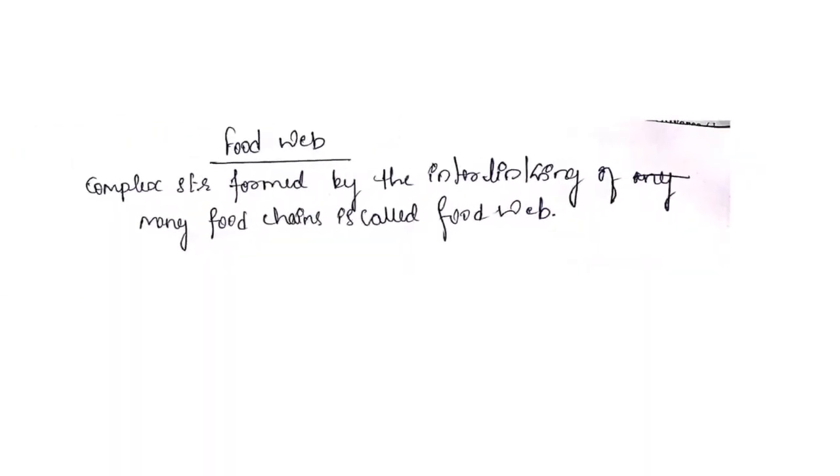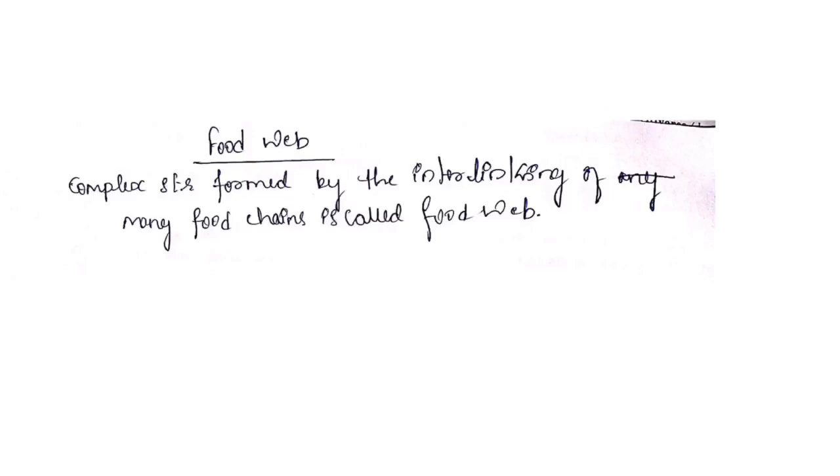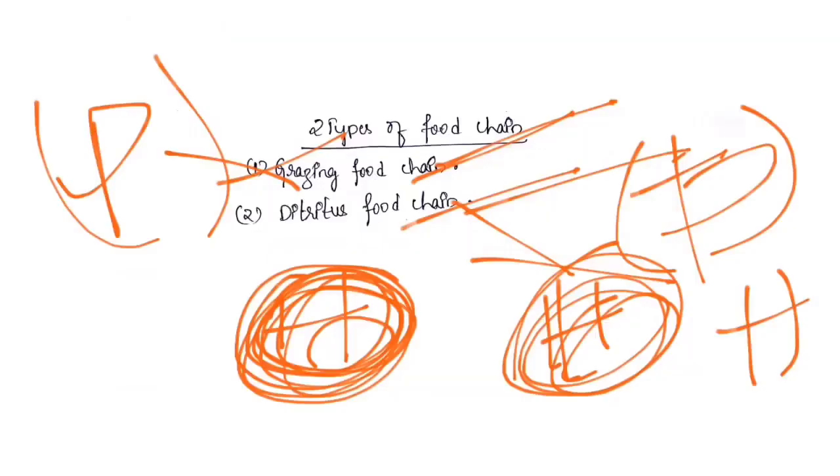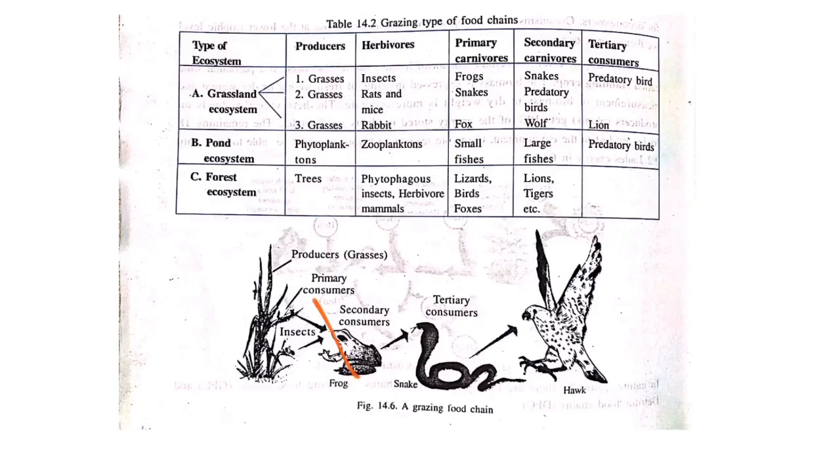And next one is food web. In food chain, it is the linear way. It is the linear transfer of energy from one trophic level to another trophic level without any interlinkages. That is food chain. There were no interlinkages. It is the transfer of energy in a linear way from one organism to another organism.